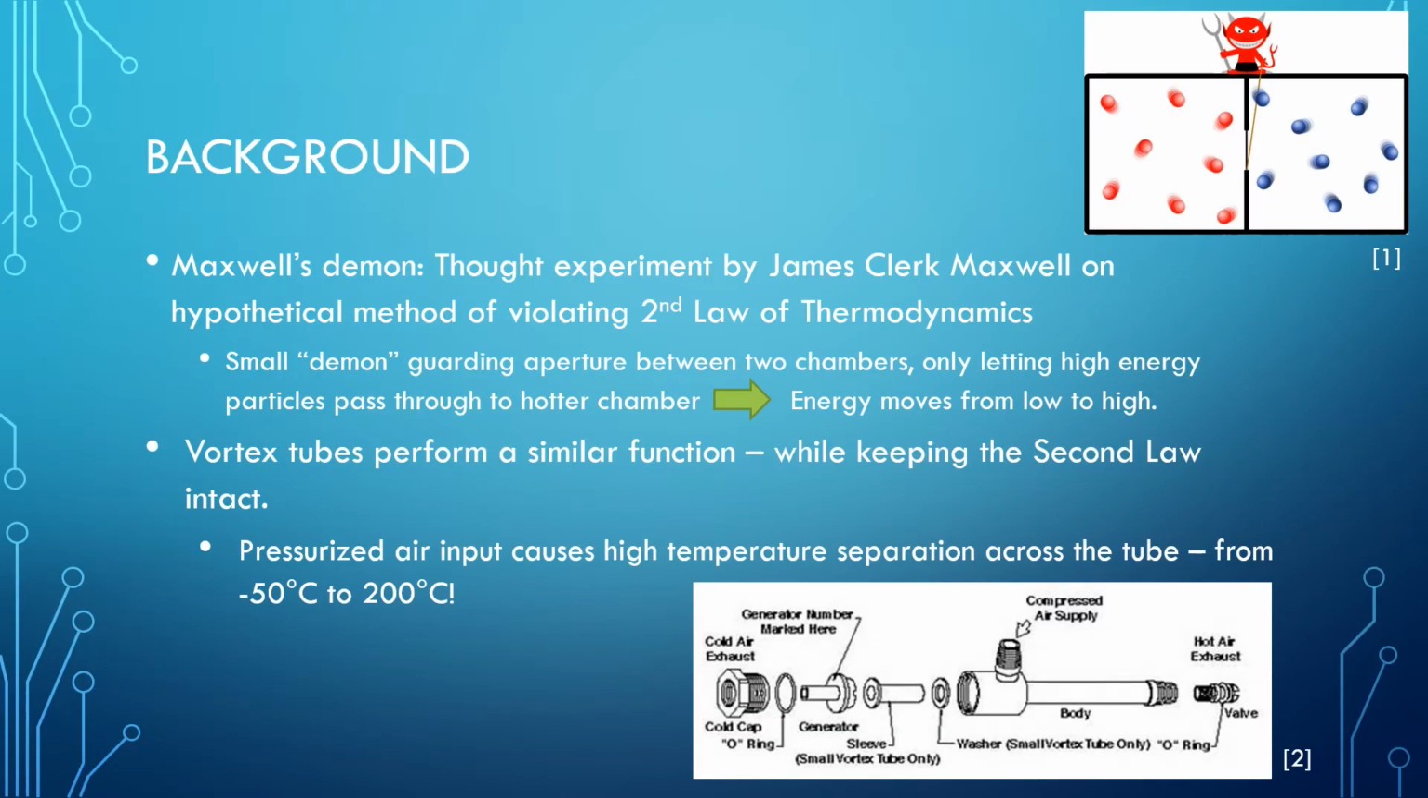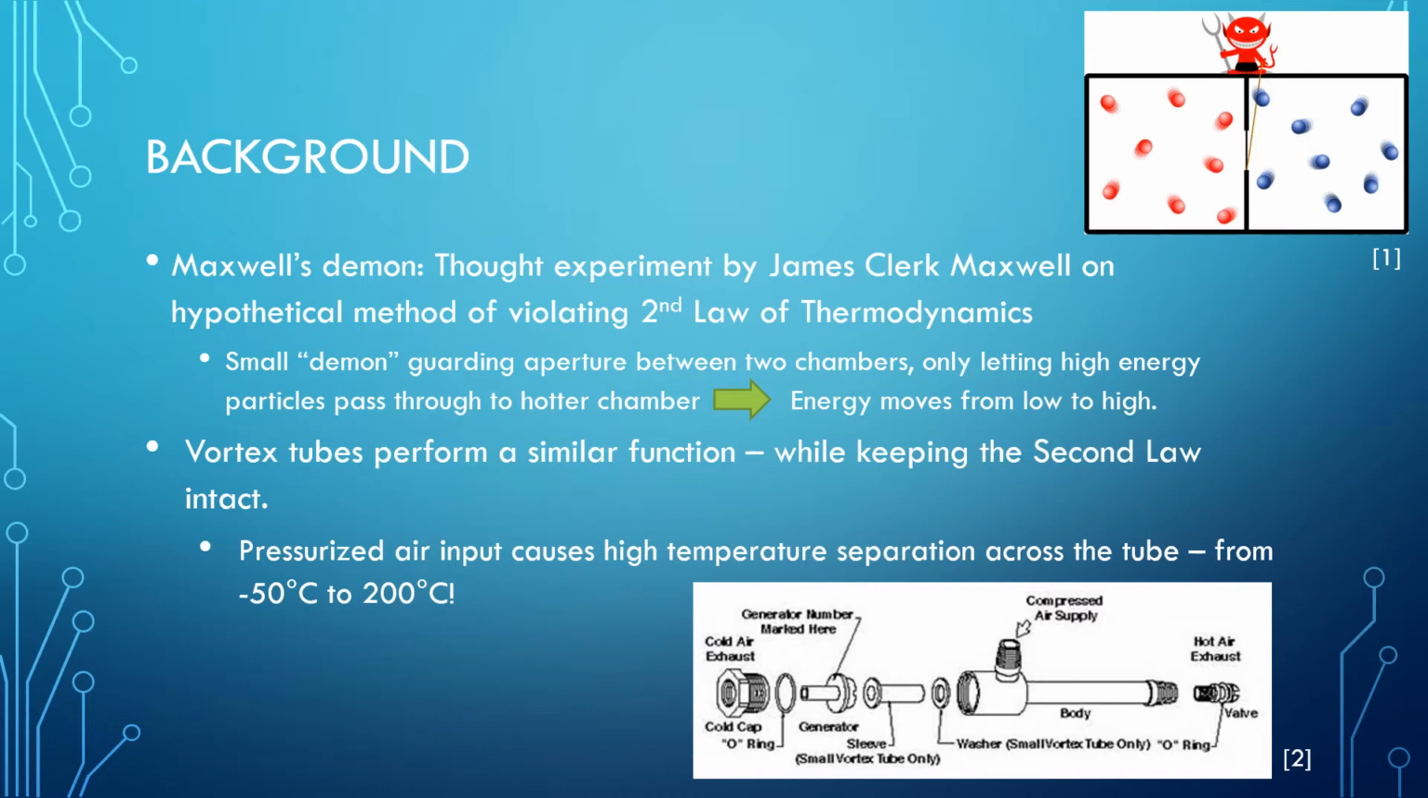For some background, we go back to 1867 when James Clerk Maxwell gave a hypothetical situation where we could use a small demon to guard an aperture between two chambers, and he would selectively let high energy particles through to the hotter chamber and keep the cold particles out, and therefore the energy would move from low to high. And vortex tubes have a similar operation, but they do keep the second law intact in the form of a work input of pressurized air.